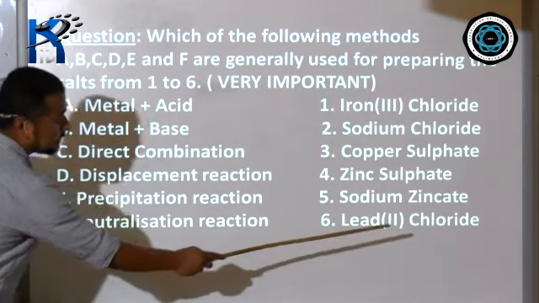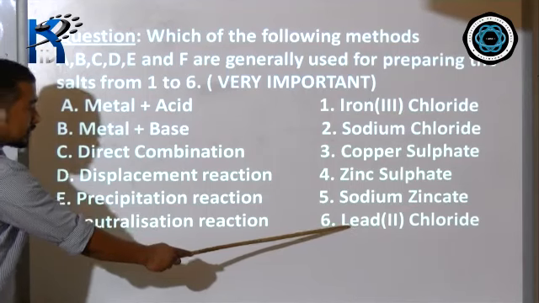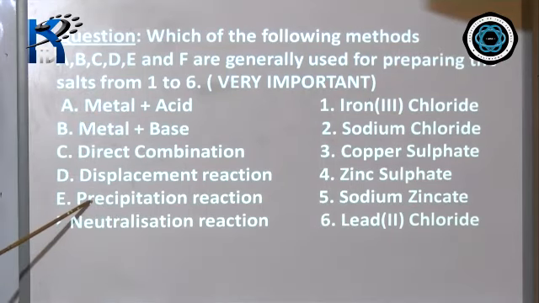Lead 2 chloride. PbCl2 is a precipitate. I repeat again, PbCl2 is a white precipitate. I have explained to you earlier. So it is prepared by precipitation reaction. So the answer is E, which is also known by the name double decomposition reaction.